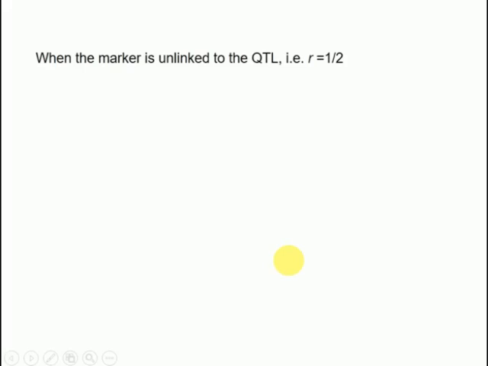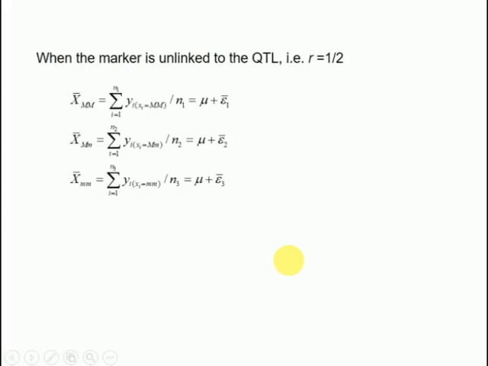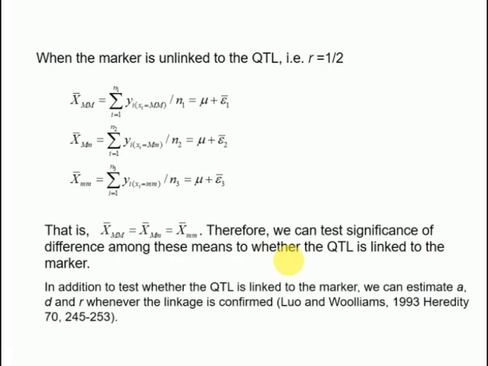So for example, you could say these three means look very similar, and that means the QTL is inferred to be freely segregating with the marker. In other words, they are on different chromosomes. If this test is significant, that means they are linked. So that is the summary of this.